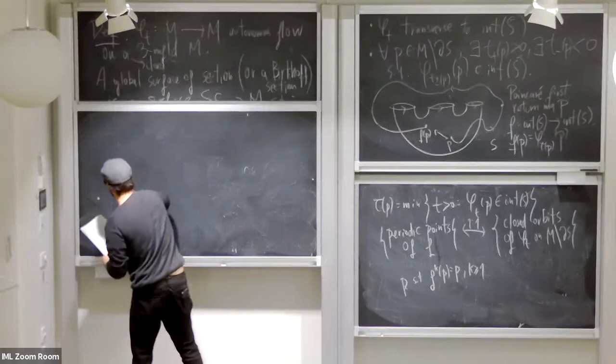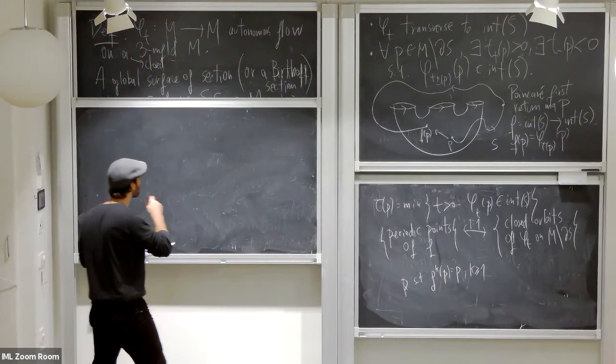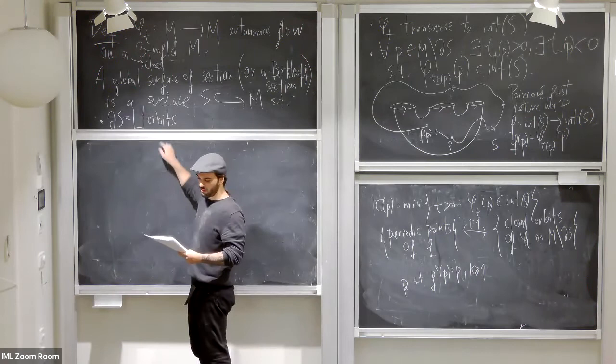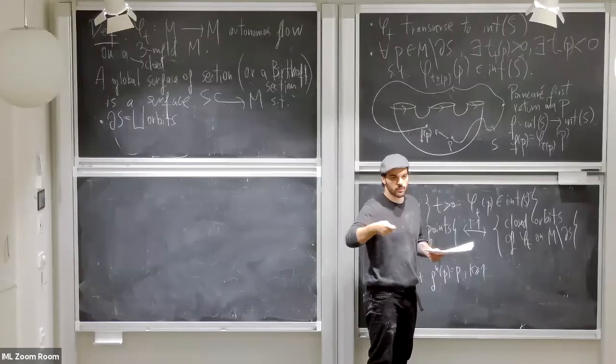Okay, so I'll continue. So, I mean, this idea of a lower surface of section, in some sense, it's in many, many different places. And, as I said, the idea is to reduce three-dimensional dynamics of a continuous flow to a two-dimensional dynamic of a discrete return map.